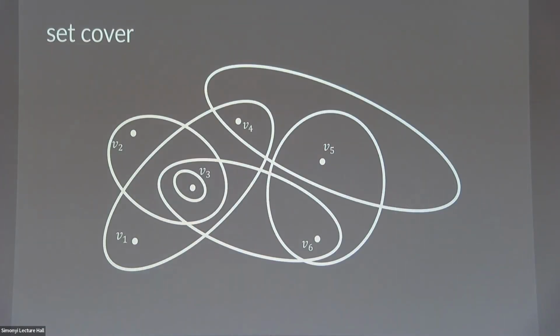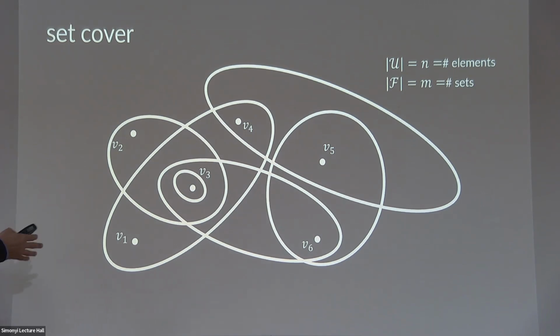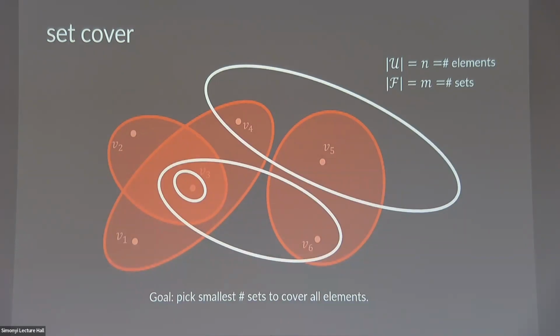So most of you, I guess, know what the set cover problem is. You're given a set system, and there are some underlying elements, in this case 6 elements, and some number of sets. I'll usually denote by n the number of elements and m the number of sets. You want to pick the smallest collection of sets to cover all the elements. In this case, these 3 sets cover all the elements. There's also a weighted version of the problem where sets have costs, and you want to minimize the cost of the cover.